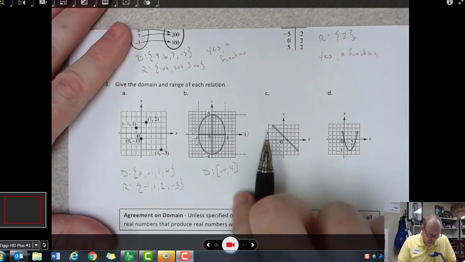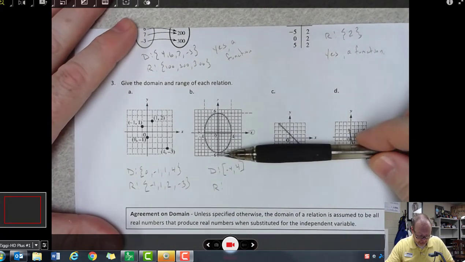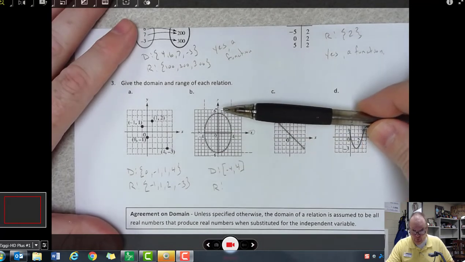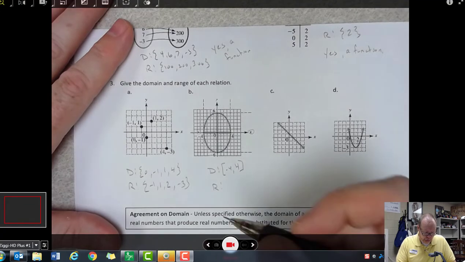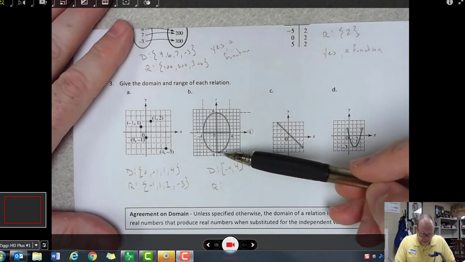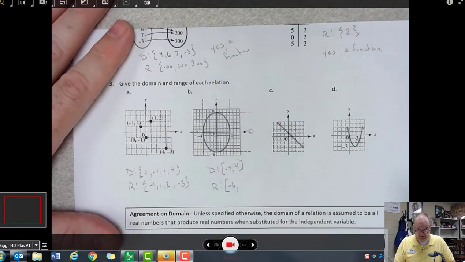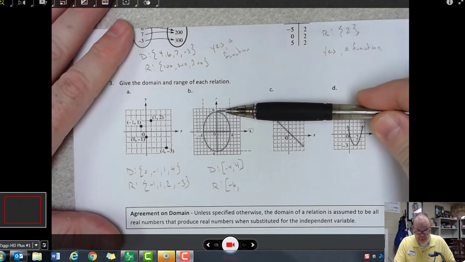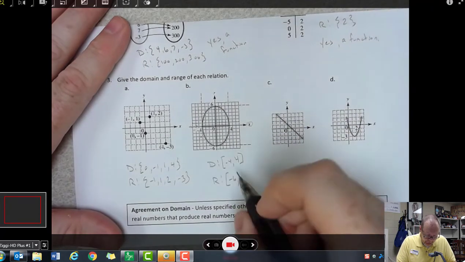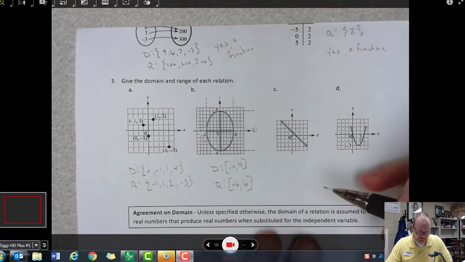The same thing on the range. I want to move my eye along the y-axis from bottom to top. Same question: what y's are being used? The first y that I get is this point, which is -6, and it includes -6. And I keep getting values in there all the way up to and including +6. Again, if those points are not in there, we would use parentheses to denote that.